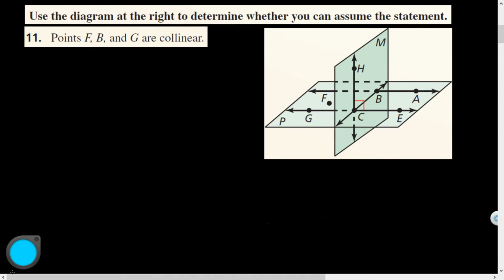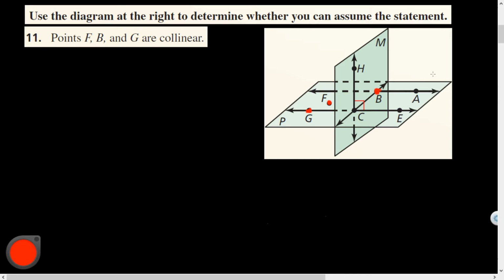Let's see. Use the diagram at the right to determine whether you can assume the statement. Points F, B, and G are collinear. Let's find out where these are. So here's F. F just happens to exist somewhere on plane P there, right? Here's G. G happens to exist on that plane. And here's B. Yeah, there we go. And it looks kind of like I could imagine from this perspective that those are in a line, but I do not know any of that. I cannot conclude that. I cannot assume that information.